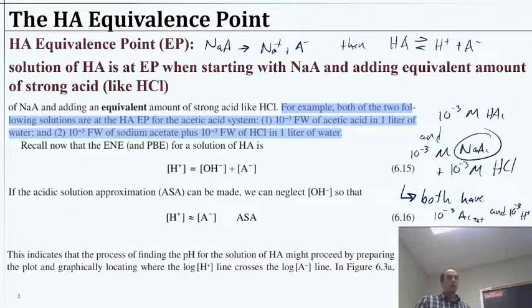Now, from the proton balance, we could say H plus is equal to OH minus plus A minus. And if we have this acidic solution approximation, in that acidic condition, we can neglect that OH minus. And so that's where we get this relationship between H plus and A minus. Going back to the graph, we looked at where H plus and A minus crossed, and we called that the equivalence point. So that's mathematically where that comes from.